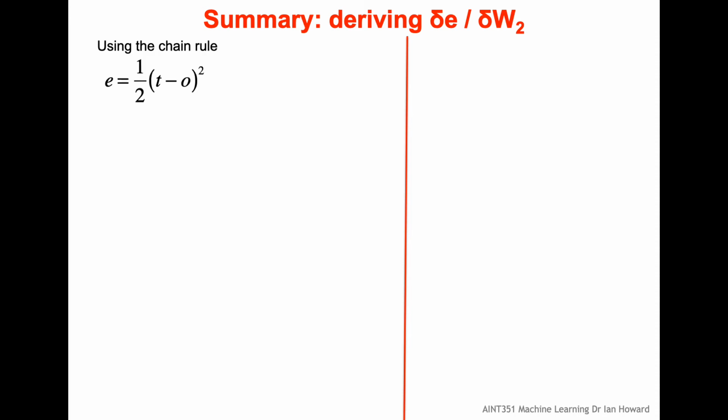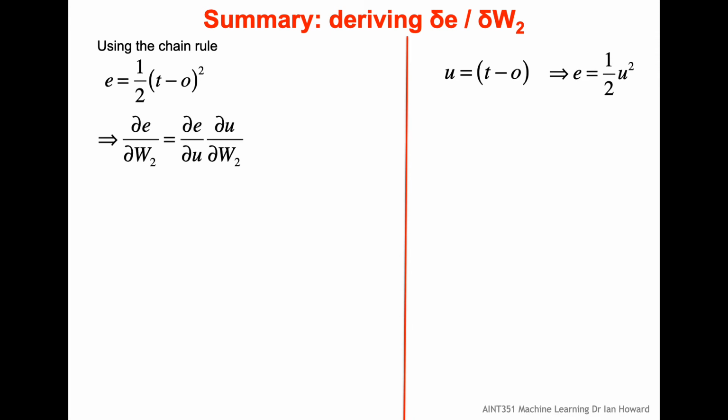Well, first of all, we write down the error. And we're doing this again on a sample by sample basis, so this is for one input vector and one output. We calculate the error as the difference between the target and the output prediction. We square that, and we've got a factor of a half, which is arbitrary here. So let's split this up, because we need to use the chain rule. We're going to say the term inside the square is target take away output, u, and that means that the error for that sample is a half u squared.